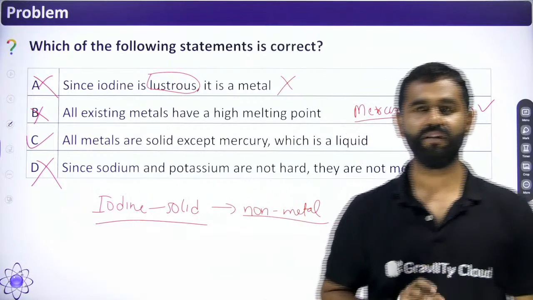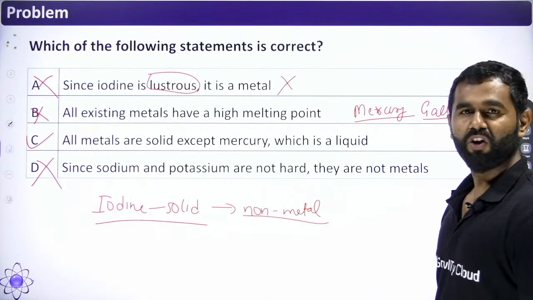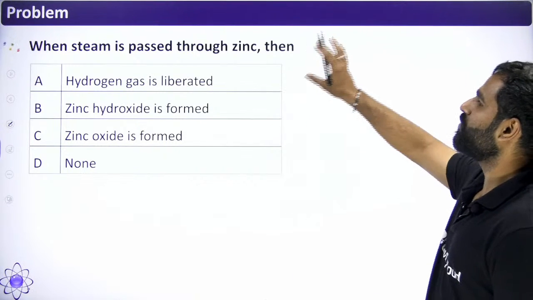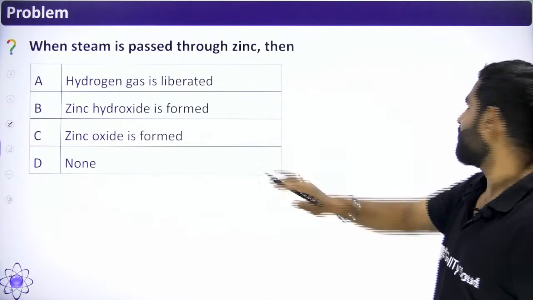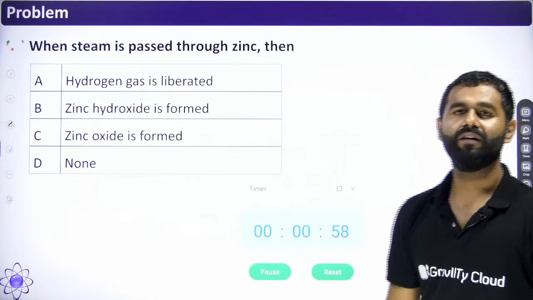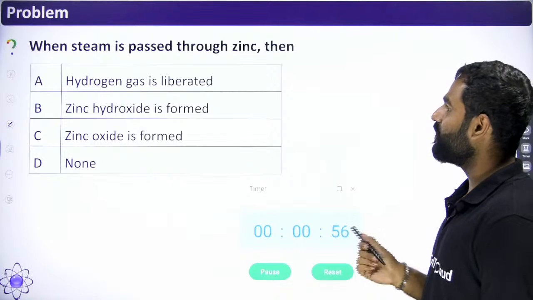Simple. Right? Simple question. Chalo. Next. When steam is passed through zinc, then what happens? These are the options here. Try to solve this question and give me the right answer. When the steam is passed through zinc, what will happen?